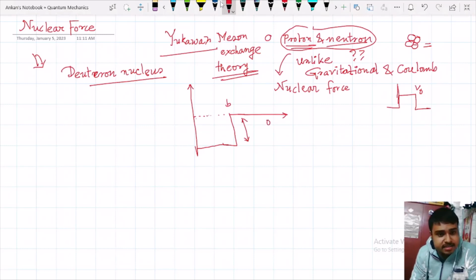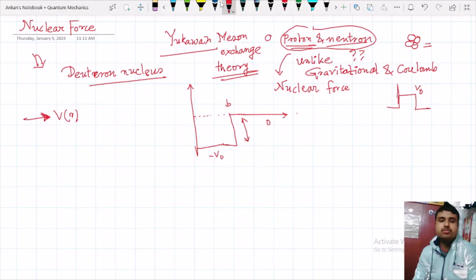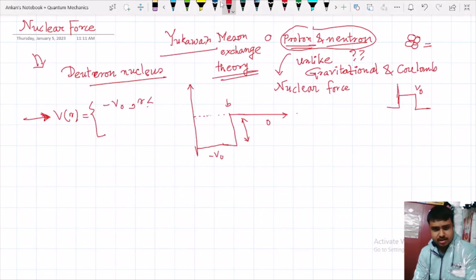Now as the nucleons are bound in a system, the potential was taken to be negative, that is, it is minus V naught, and outside it is zero. It was assumed that the potential was a radial function, as was assumed in the case of the hydrogen atom problem. So we are very familiar with this. So here it was assumed that the potential is minus V naught for r less than or equal to b, and 0 for r greater than b.